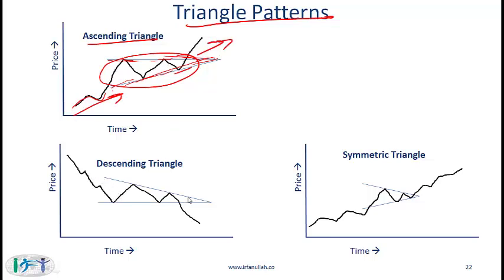Here we have a descending triangle, and just look carefully at the shape and try to remember it. And then this is a symmetric triangle where we have lower highs and higher lows, but ultimately the uptrend continues.